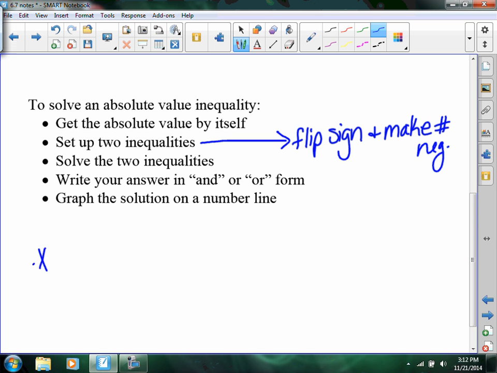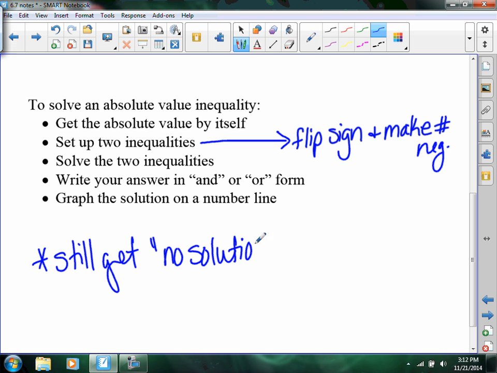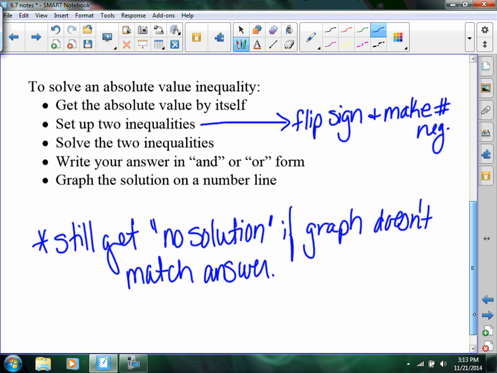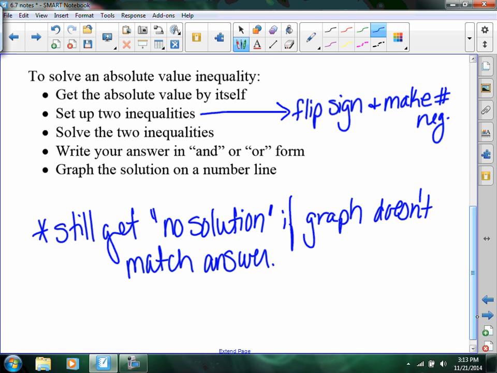Now, here's the thing. You can still get a no solution. You could have no solution for an answer if the graph that you end up graphing doesn't match the actual answer. So if you end up graphing an or graph and you were supposed to have an and graph, that would be a no solution. Or if you were supposed to graph an and graph and it ends up looking like an or graph, that's a no solution. You can have a special case too where the whole number line is shaded. That would be all real numbers.